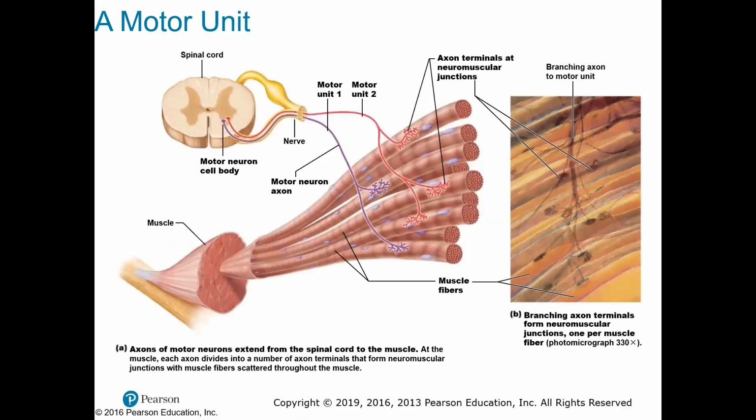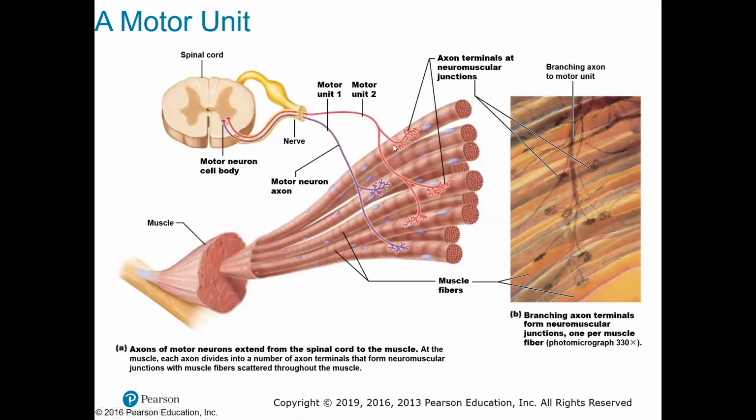So here's a motor unit right here. Here we see a motor nerve, and we have axon terminals connected to different muscle cells. Each one of these is a cell, and within the cell are the myofibrils, and we have the axon terminals connecting at the neuromuscular junction at every cell. So these individual cells here are being stimulated by the axon terminals.